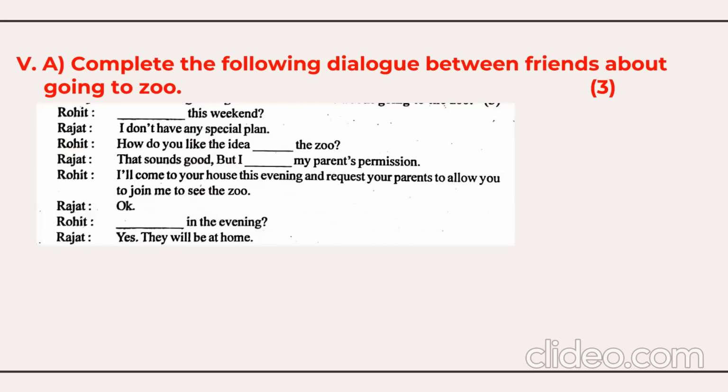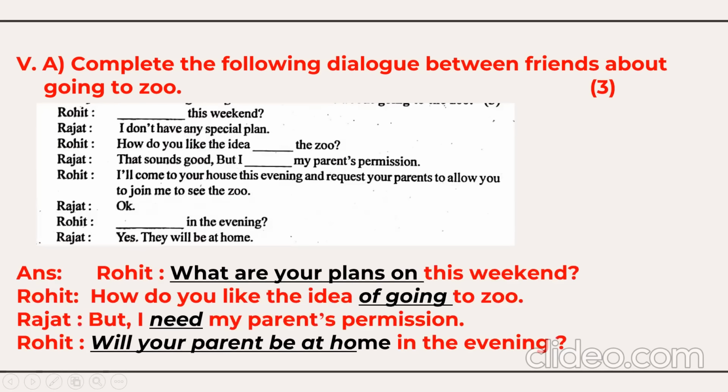Okay. Next question we have here. You need to complete the dialogue between the two friends. And the situation is given here. Between friends, they are going to have a discussion to go to the zoo. So the situation is given, and based on the situation, you need to create the dialogue, and it is for 3 marks. So according to me, when I go through it, I find here, Rohit is asking, what are your plans this weekend?